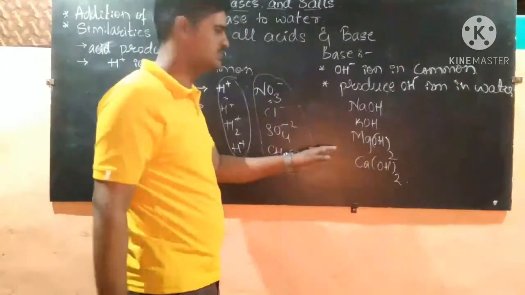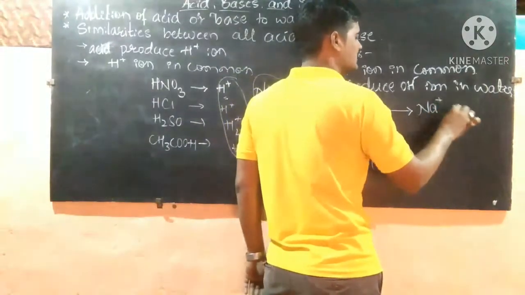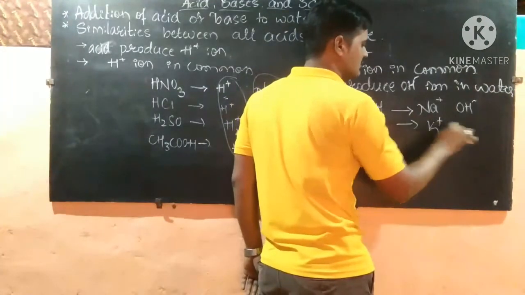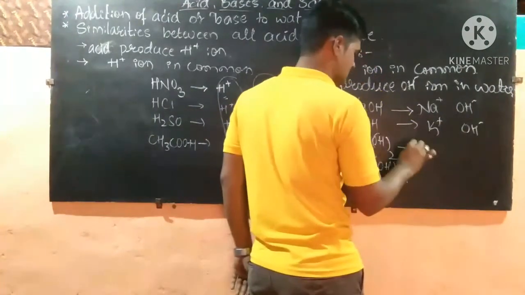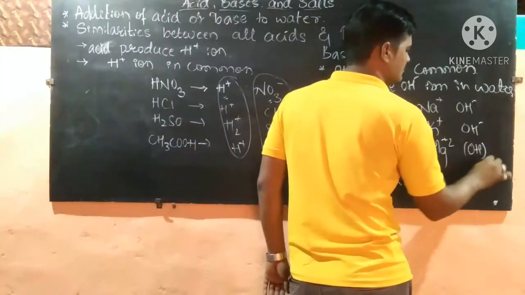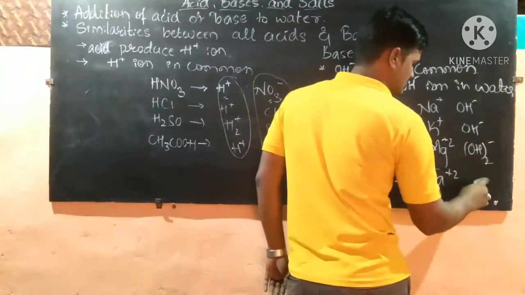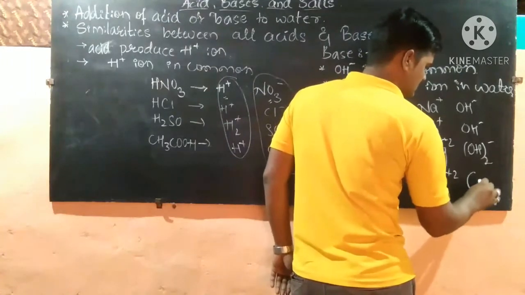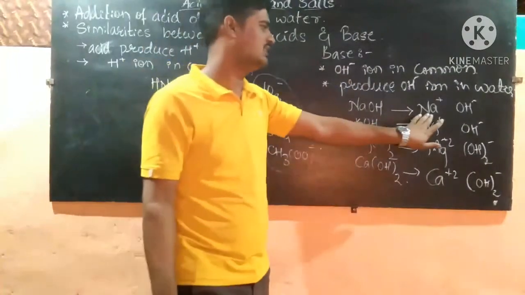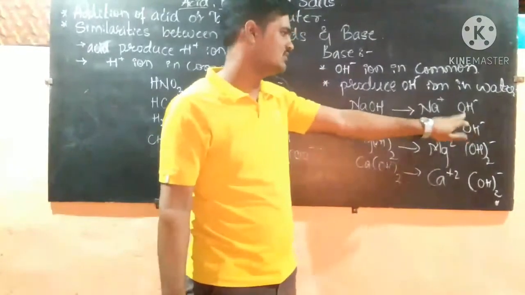These are the examples of some bases, and the ions present in these bases are sodium plus ion and OH minus ion. Here K plus ion and OH minus ion. Here Mg plus ion, OH minus ion, calcium plus ion, OH2 minus ion. Means they are having different cations but have the same anion, that is OH minus.